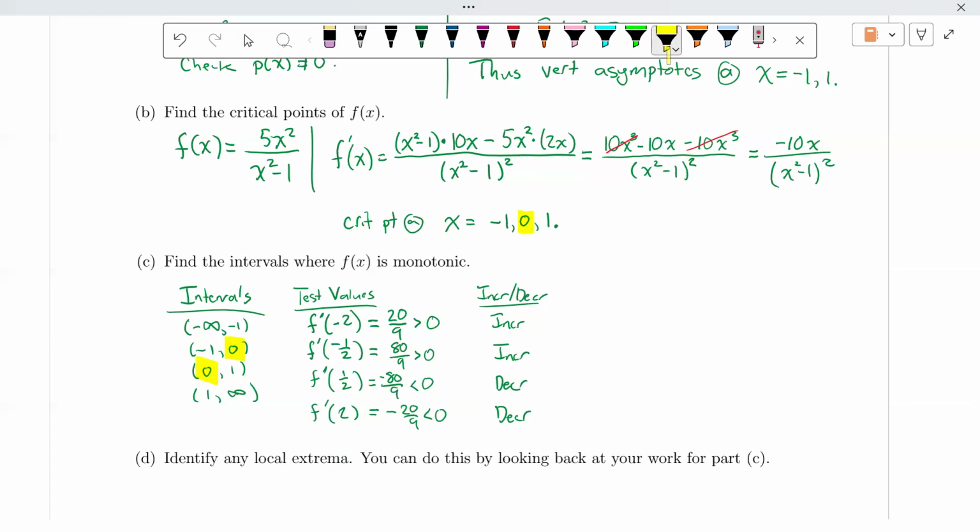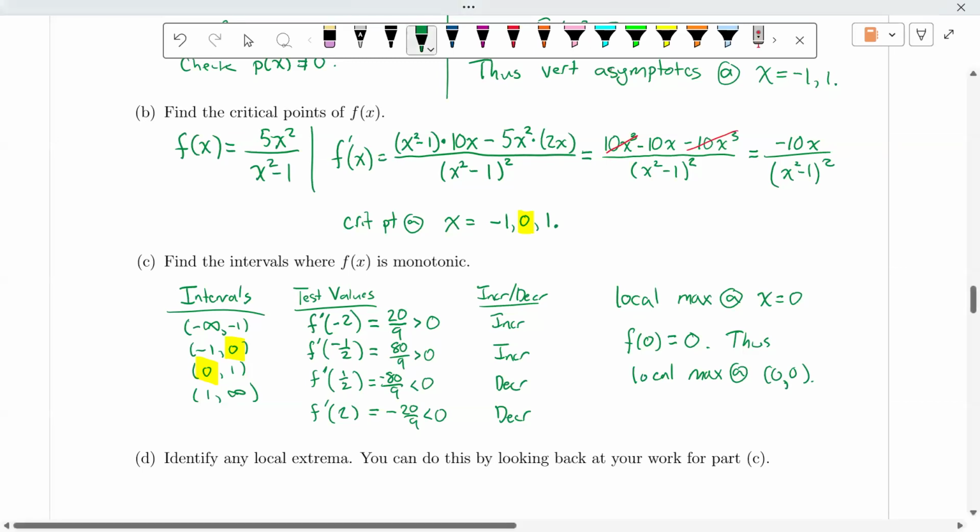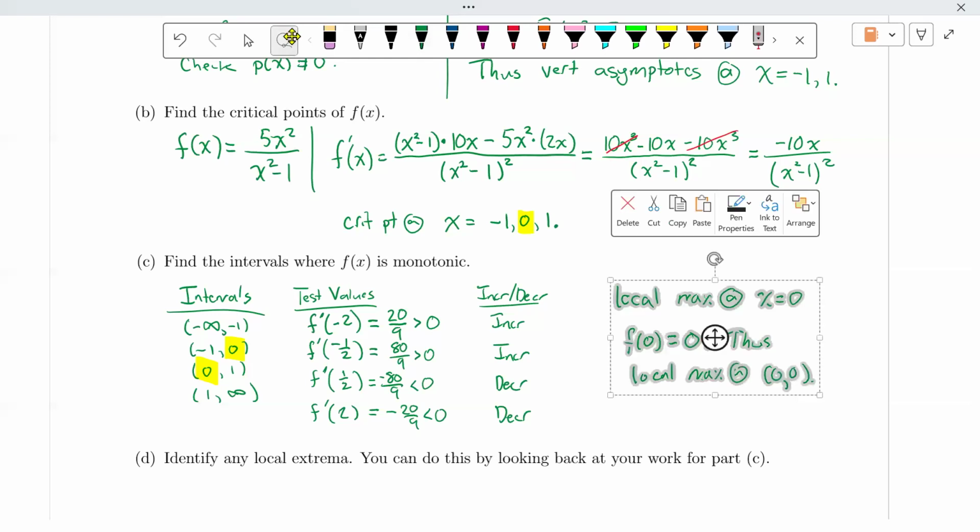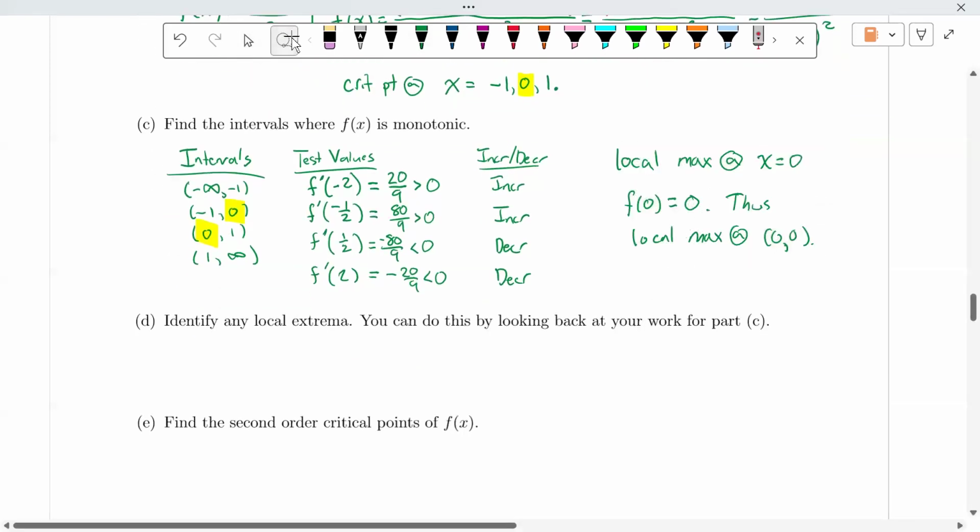And what sort of thing do we have there? It is a local max at x equals 0. And of course, it behooves me to plug 0 back into my original function to see what f of 0 is. I'll get 0. Thus, local max at the origin, 0, 0. That's convenient. All right, that's it. So we identified our local extreme. Well, I guess technically this is in the wrong spot. I should have it in part D, but anyways, it's not a big deal.